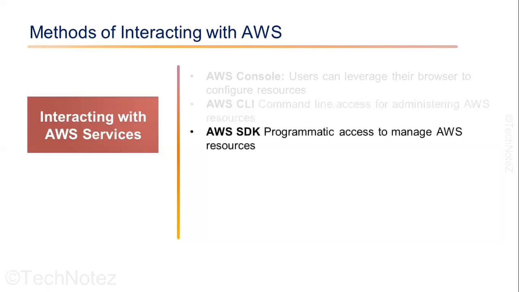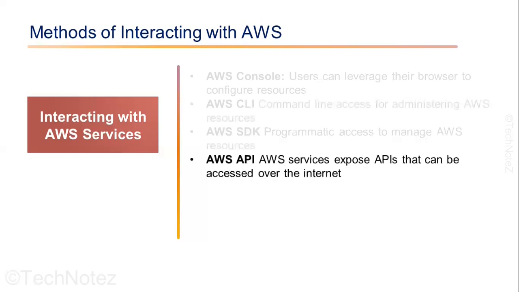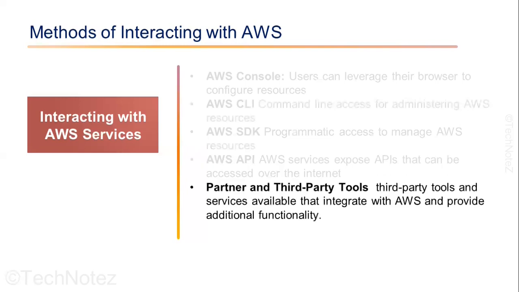AWS SDK. These are software development kits that allow you to interact with AWS services from your application code. AWS provides SDKs for several programming languages such as Java, .NET, Python, Ruby, and more. AWS Application Programming Interfaces. AWS services expose APIs that can be accessed over the internet using standard protocols such as HTTP and HTTPS. Developers can use these APIs to programmatically interact with AWS services. AWS partner and third-party tools. There are many third-party tools and services available that integrate with AWS and provide additional functionalities. Some examples include monitoring and management tools, analytic tools, and security tools.